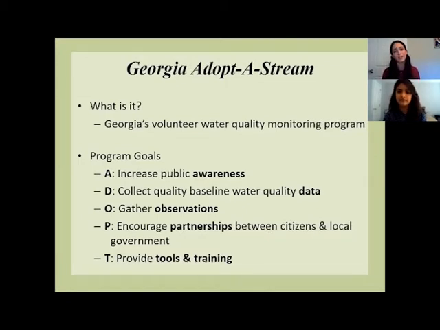And T, finally, is for tools and training. This is what we are doing here today. We're giving you training on how to conduct bacterial monitoring. We also have a way to provide you with lending tools to go out into your stream to monitor, and we can also connect you with people who can do so if we are unable to lend those tools.